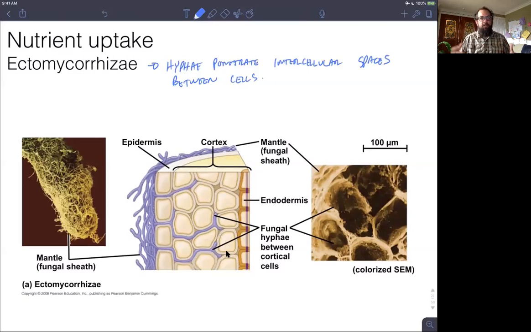They're getting sugars from the plant cells that are there, and also from the starches that are stored in those cortical cells, and then they're providing those phosphates and nitrogen to the plant in the form of these dissolved ions in water.